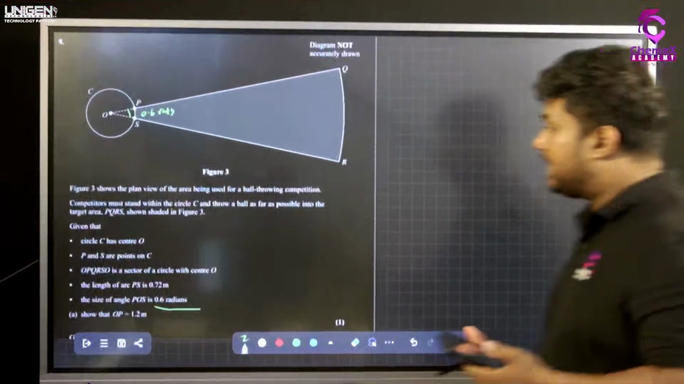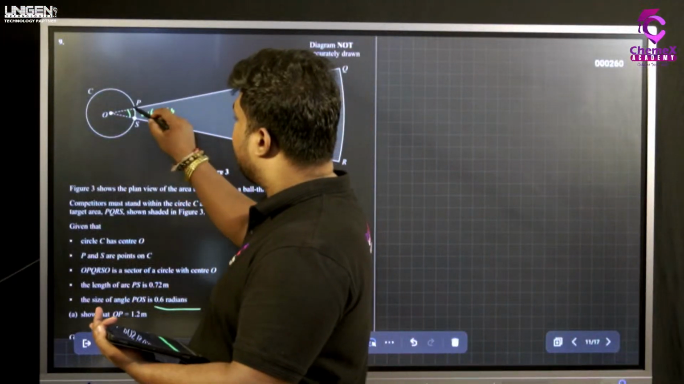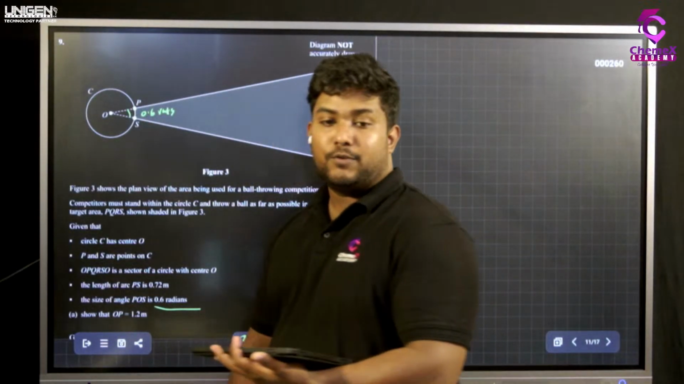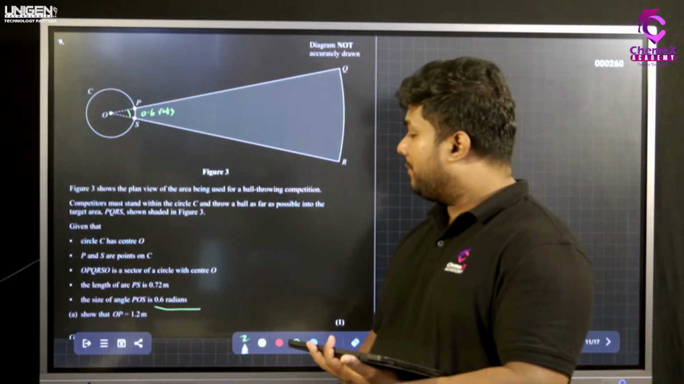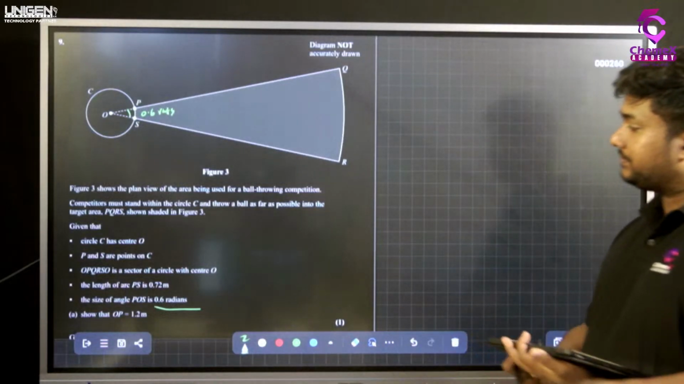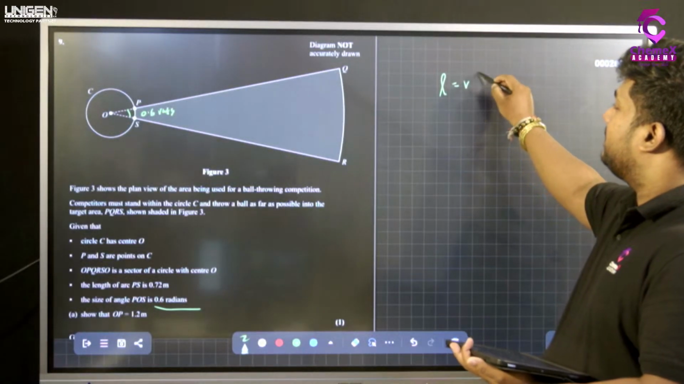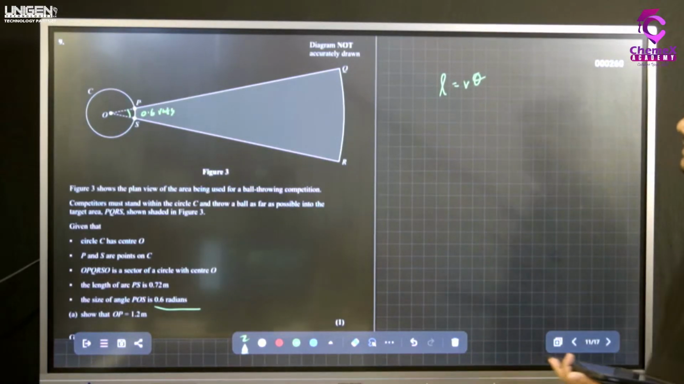So the answer is given in radians, so 0.3 rads. Now how can you do it? If you want to, first can't I convert it into degrees and get the answer? You can't use this equation. Oh, only use it in radians, because L is given.